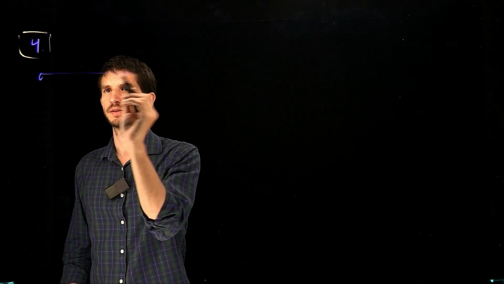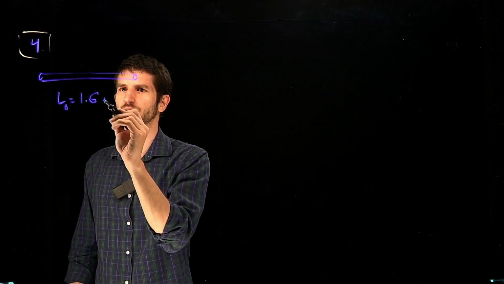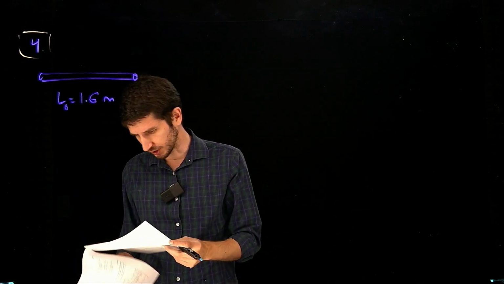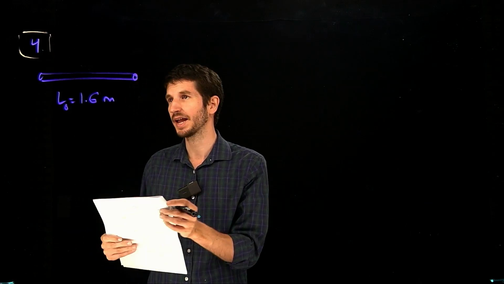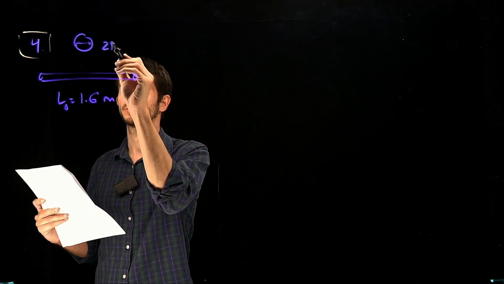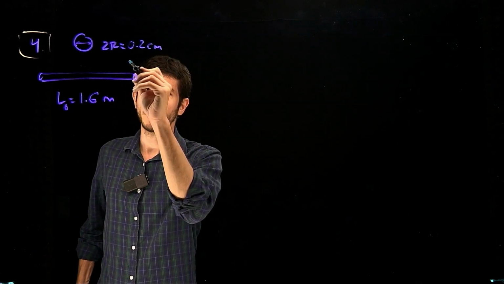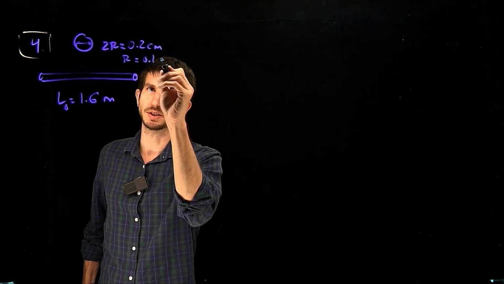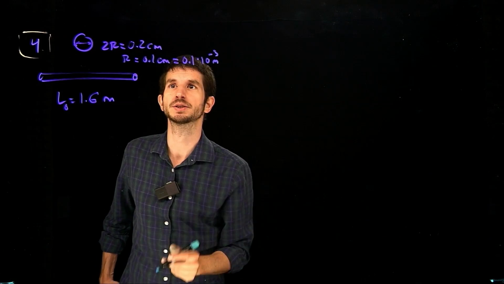So problem number 4 in discussion says there's a piano wire that is 1.6 meters long. So we can define that the unstretched length is 1.6 meters, and it has a diameter. So if we observe the string, the diameter, which is twice the radius, is equal to 0.2 centimeters. That means that the radius, of course, is going to be 0.1 centimeters, which is the same as 0.1 times 10 to the minus 3 meters.